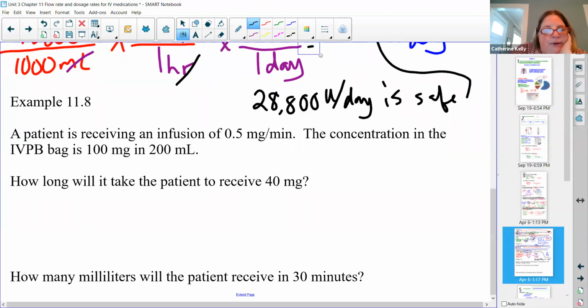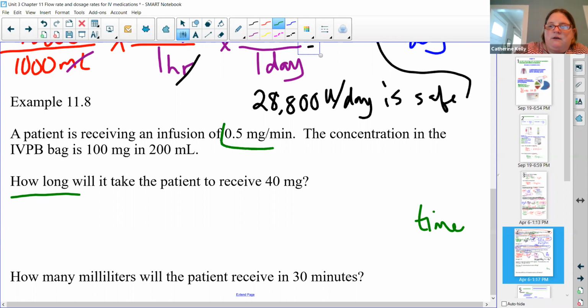So here we have a patient receiving an infusion of 0.5 milligrams per minute. The concentration on the IVPB bag is 100 milligrams in 200 milliliters. How long will it take the patient to receive 40 milligrams? So the question here is how long, so I need a time. Remember, if the time is over 60 minutes, you need to put it into minutes and hours. So the only thing in time that I see is 0.5 milligrams per minute, but minute has to go on top because time has to be your answer with no denominator.